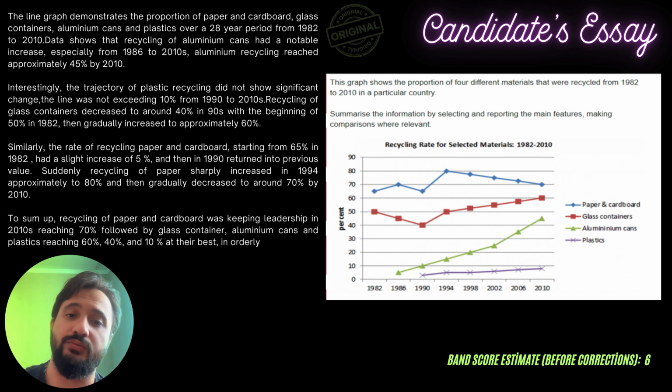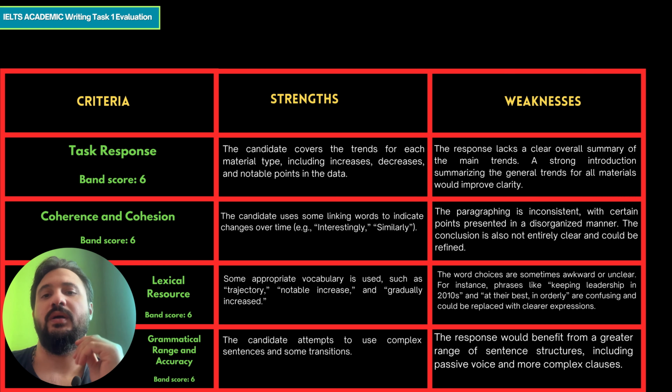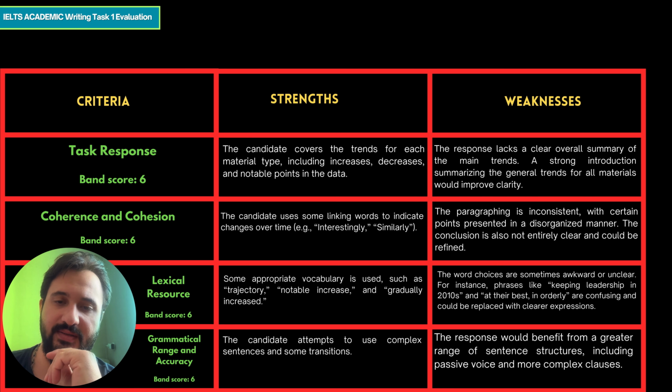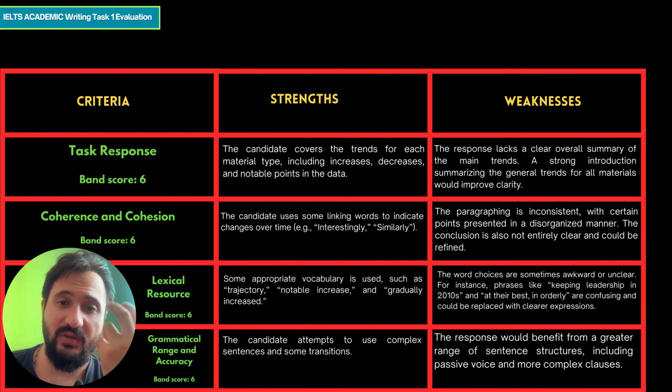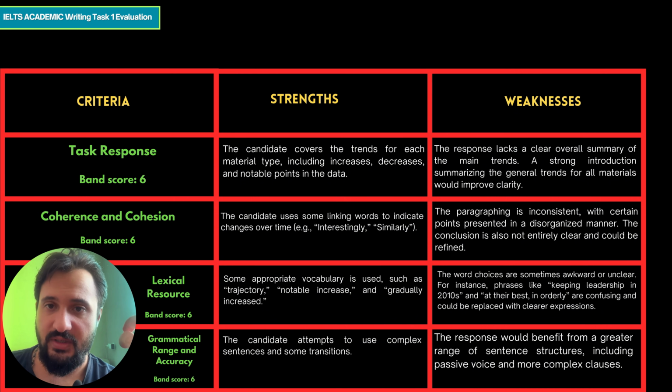So let's move on. Let's look at the four criteria of IELTS Academic Writing Task 1. First of all, task achievement. The candidate covers the trends for each material type, including increases, decreases, and notable points in the data. However, the response lacks a clear overall summary of the main trends. A strong introduction summarizing general trends for all materials will improve clarity.